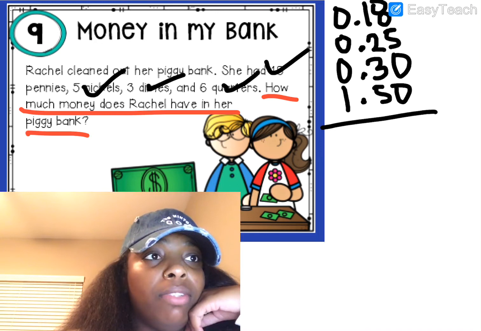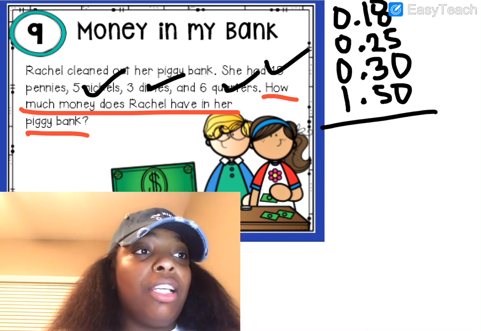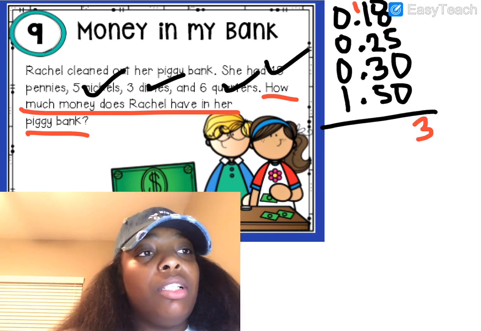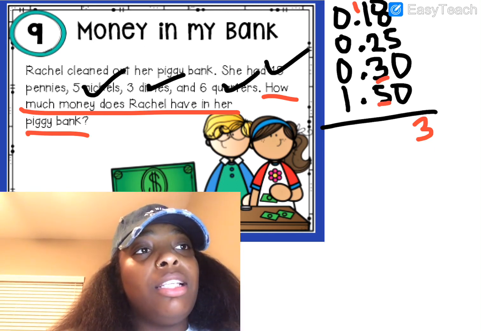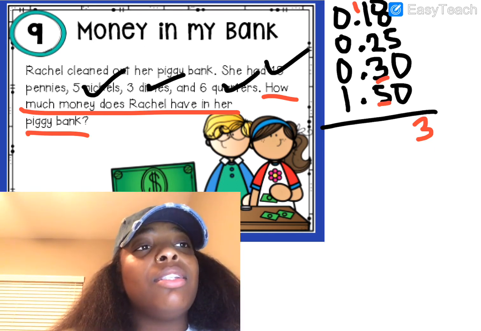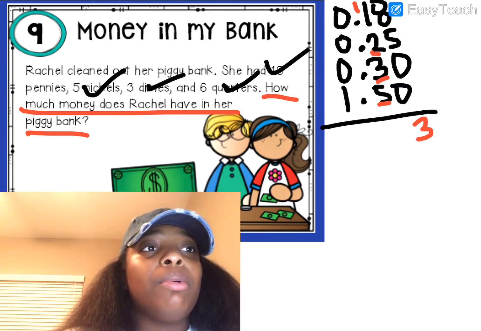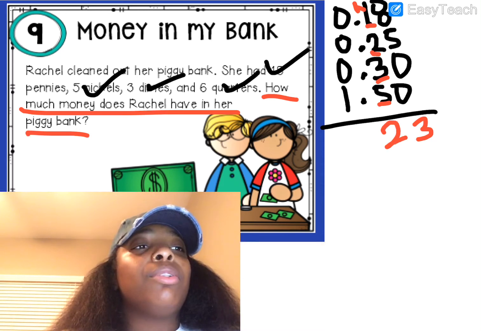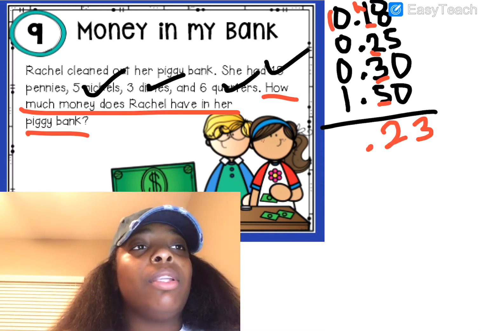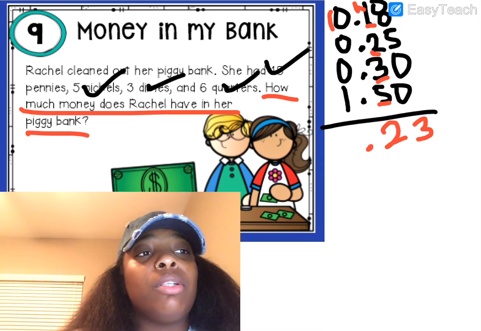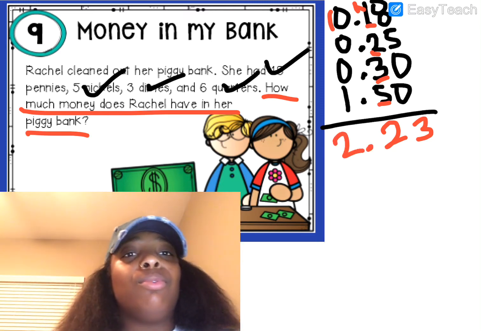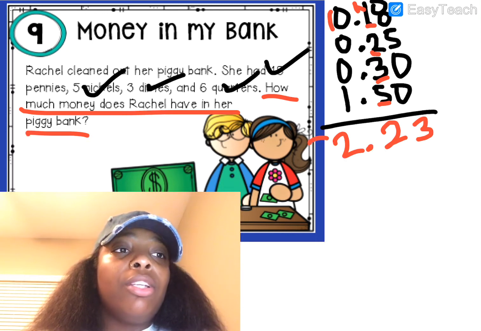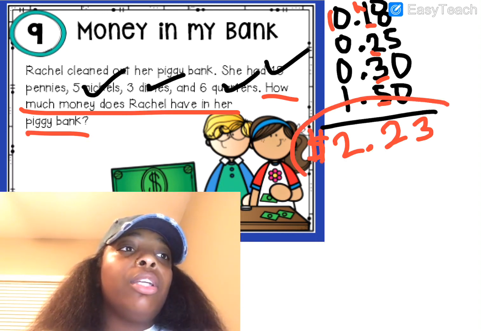8 plus 5 gives us what? 13. So we're going to write a 3 and carry the 1. 5 plus 3 is 8. Plus 2 more is 10. Plus another is 11 and 12. Put a 2, your decimal, and carry the 1. So we have 1 plus 1, which gives us 2. So the question is, how much money does Rachel have in her piggy bank? She has $2.23.